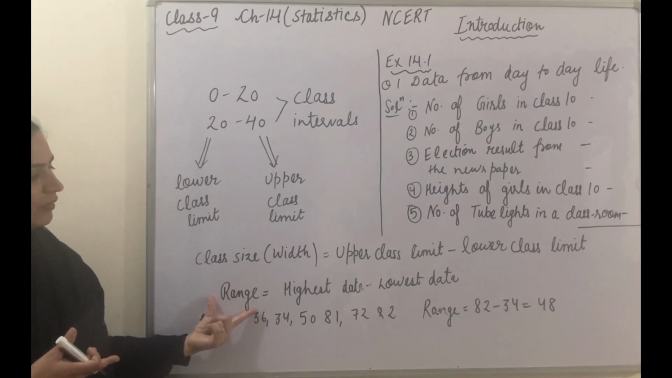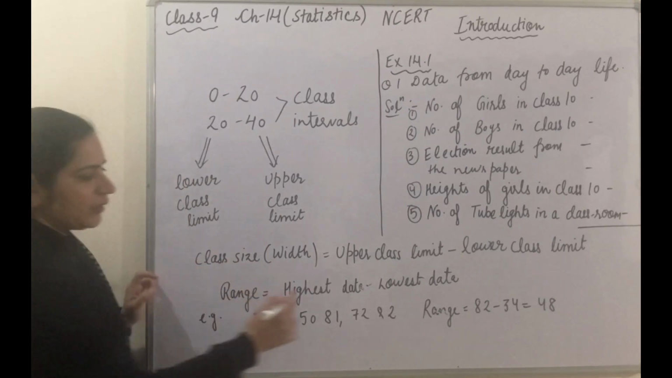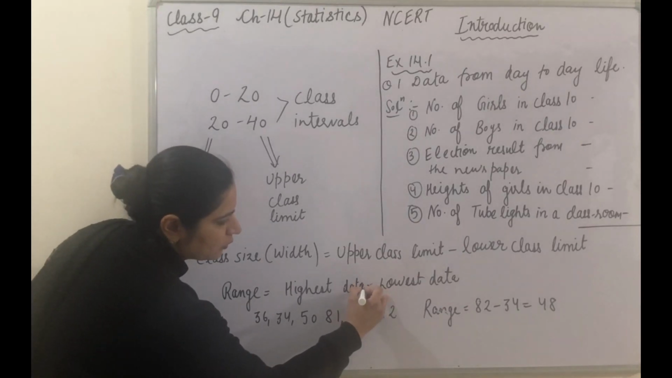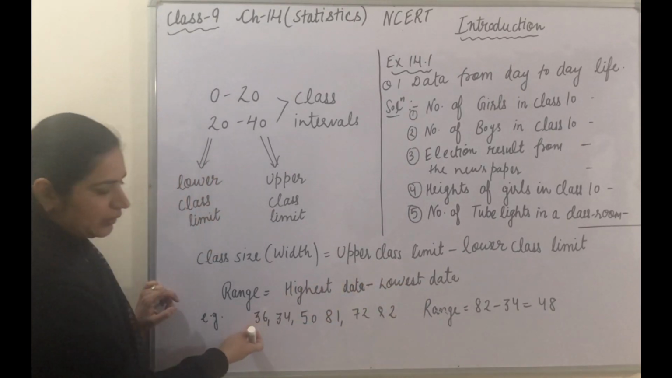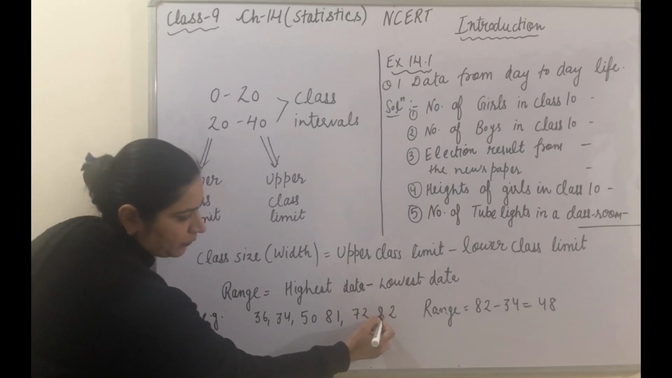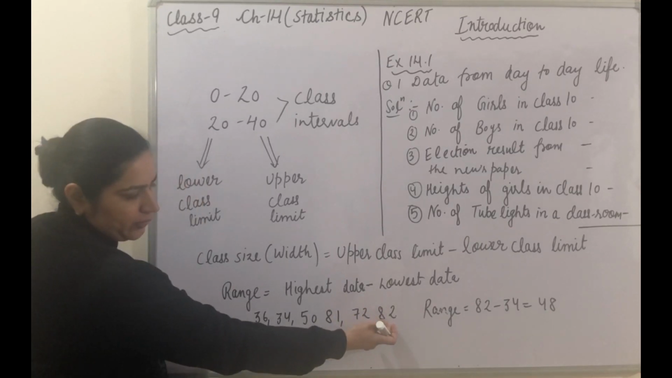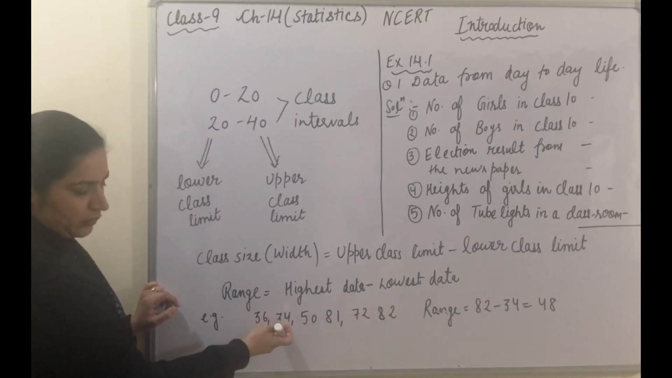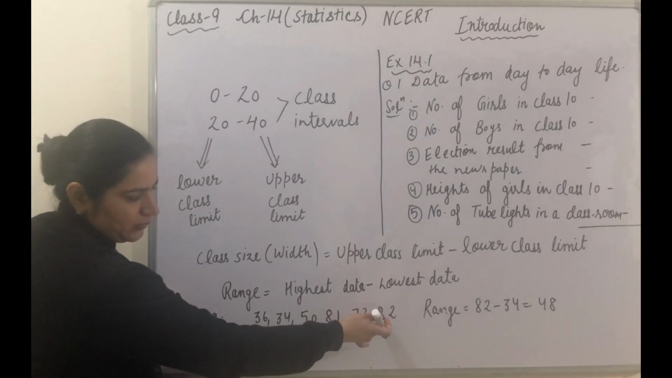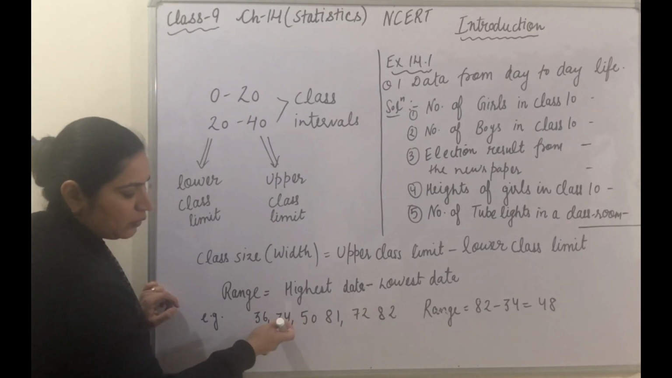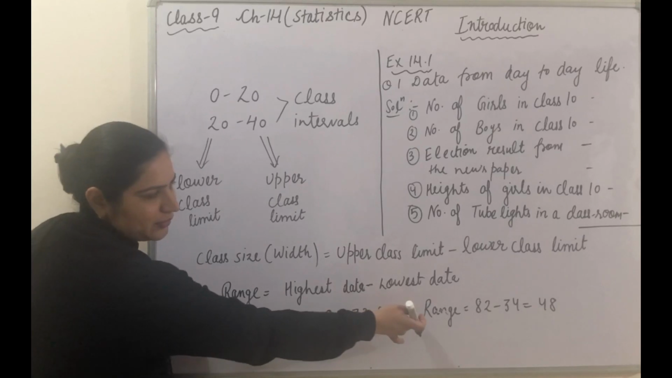Okay, and the range is the highest data minus the lowest data. For example, here I have taken, the highest value is 82 and the lowest value is 34. So the range is the highest value minus the lowest value.